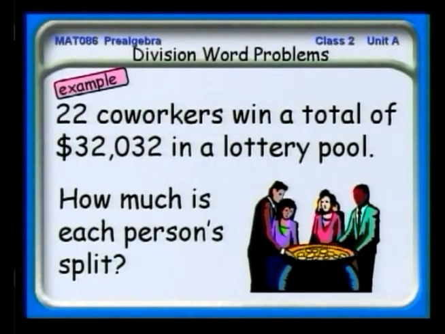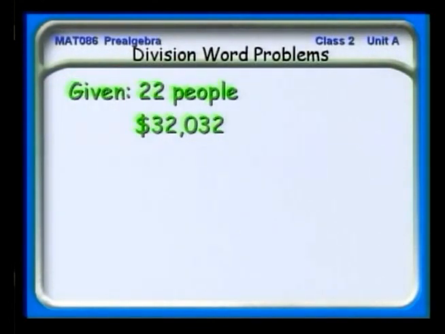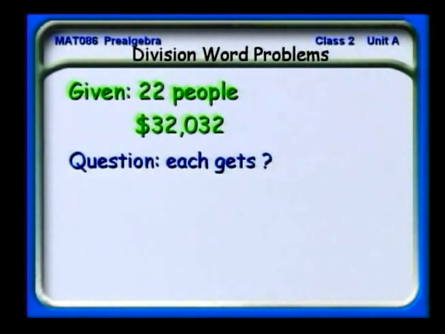Here's a common one that often leads to some interesting, shall we say, discussions. We have 22 co-workers who win a pool of $32,032 in a lottery. We'd like to know what each person's split is. So just as we've done before, let's identify what we're given and what we're asked. We're given 22 co-workers in the pool of $32,032, and we want to know how much each person's split is. So we've summarized the information, and the question is, what does each one get?